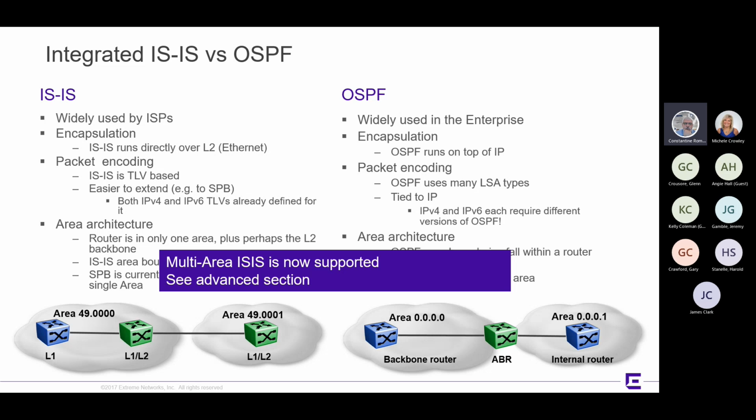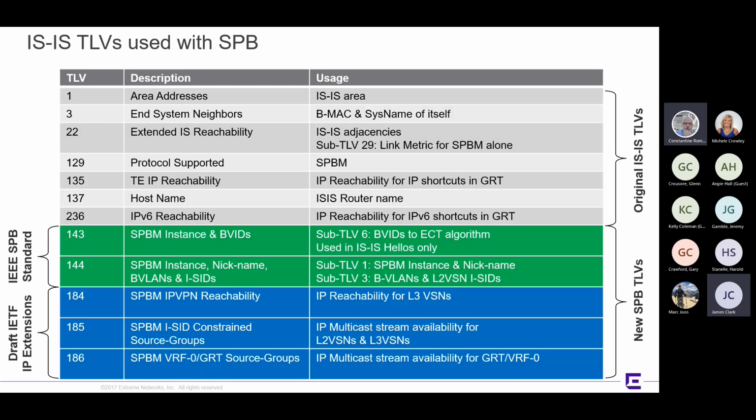And it works on an area type of architecture, right? A router is only going to be in one area, and then perhaps the backbone as well. The note here says that SPB is currently only defined for use over a single area. I want to point out that we now support multi-area as well.